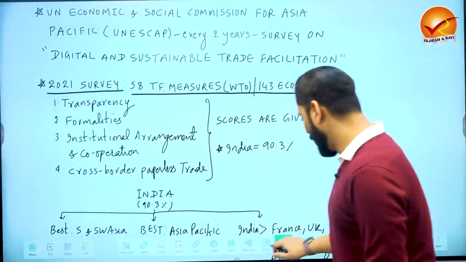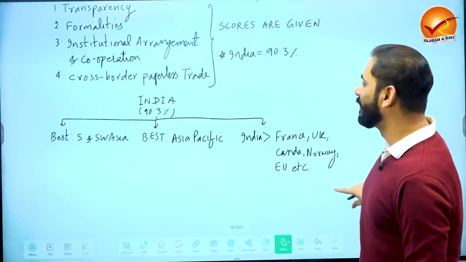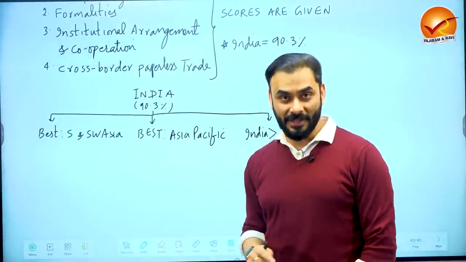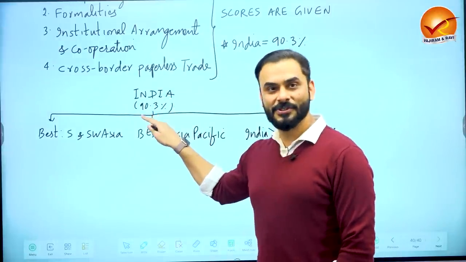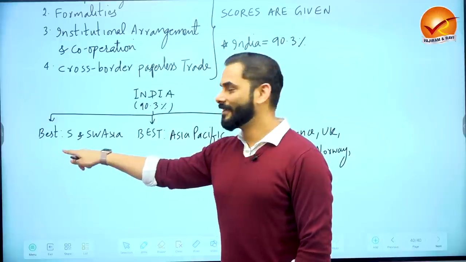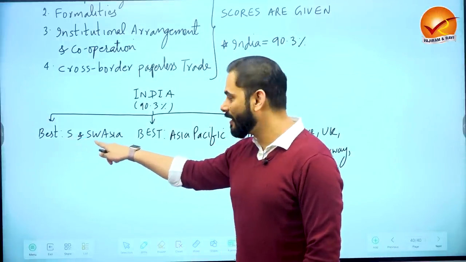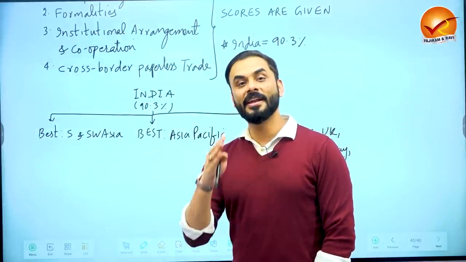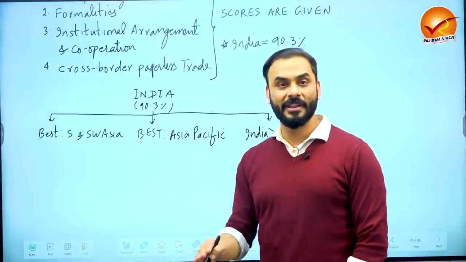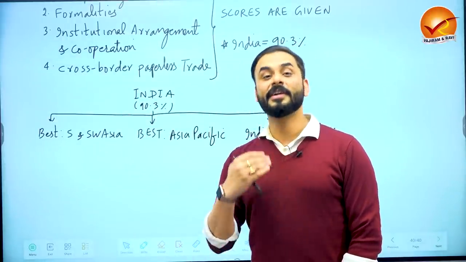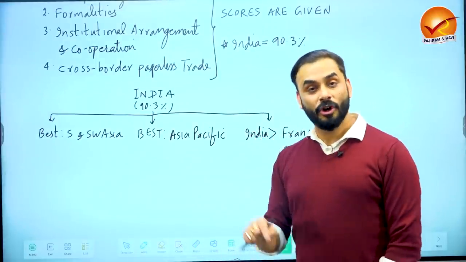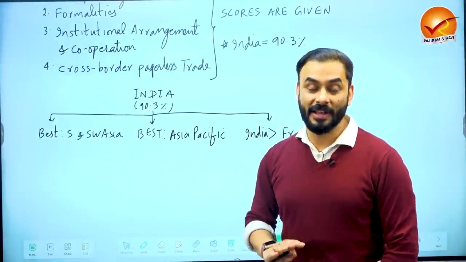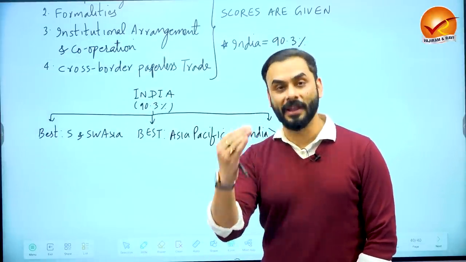And you would be surprised to know that based on this score of India, we got three amazing results. That 90.3% is the score of India in trade facilitation measures. And because of this score, India is better than the countries in South Asia and Southwest Asia. So if you compare the countries in South Asia and Southwest Asia, India emerges to be the best country according to this survey, which took a lot of steps to promote trade. Similarly, in the Asia Pacific region, India emerges to be the best country, that yes, India took maximum steps to promote trade.